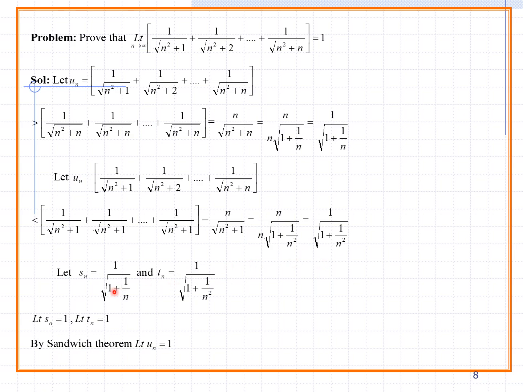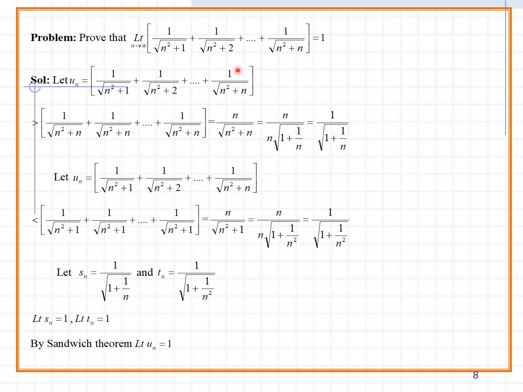Once you apply the limit n tends to infinity, the limit of Sn is 1, since 1 by infinity is 0. Similarly, Tn is also 1. So by the sandwich theorem, Sn tends to 1 and Tn tends to 1, so automatically Un also tends to 1.